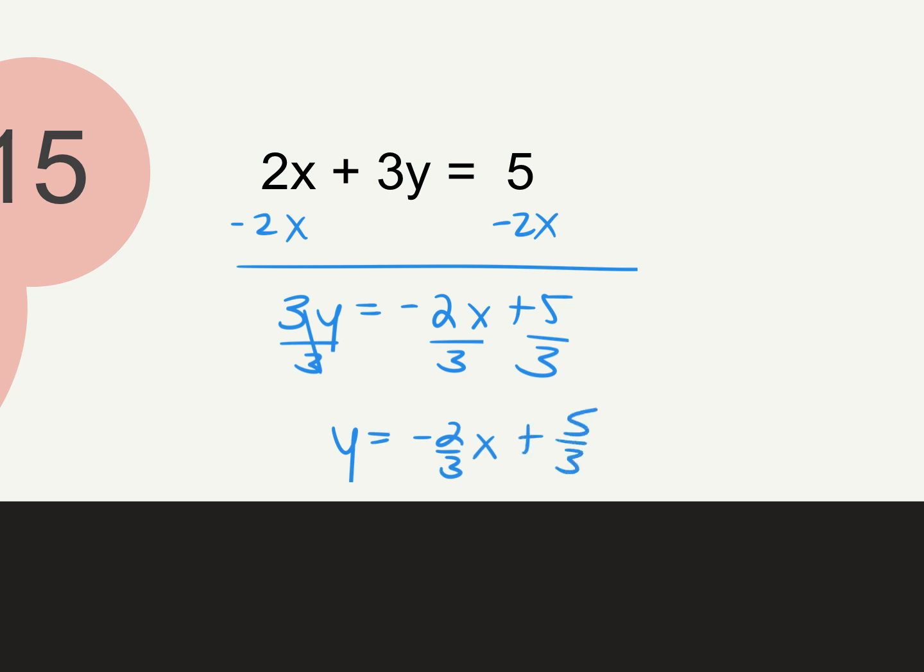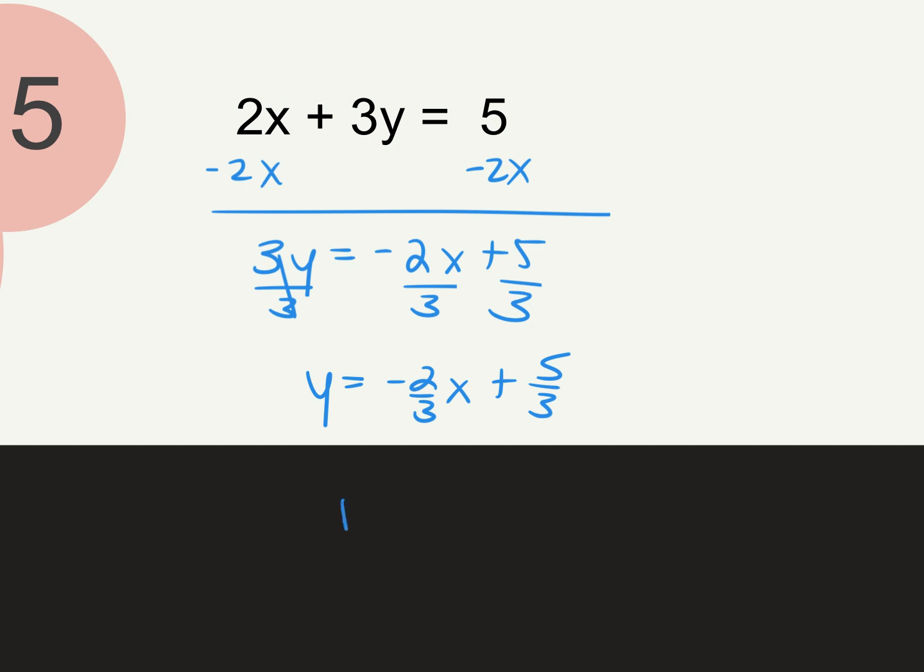Is this a positive or a negative line? Negative. What's my slope? Negative 2 over 3. Where does this cross the y-axis? At 5/3.